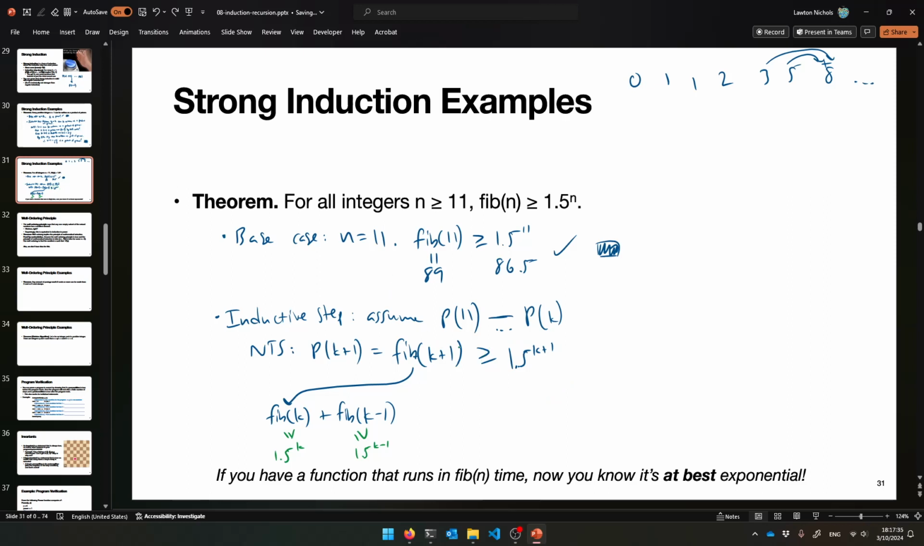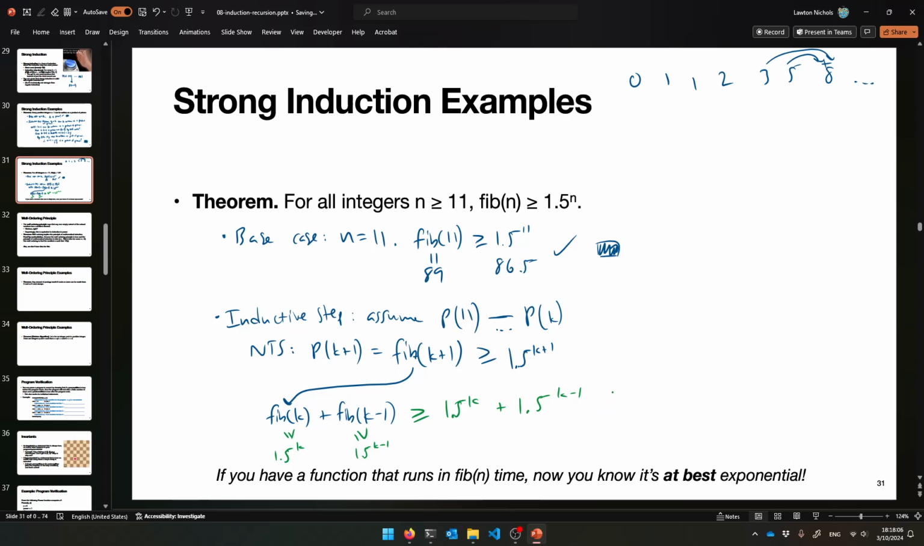So, okay, I know for sure, just based on these ideas, I can add them together, right? This is greater than or equal to these two guys, just by the inductive hypothesis. I know that sum is greater than or equal to these two things because this is true about that. There's a greater than or equal to relationship. So 1.5 to the k plus 1.5 to the k minus 1.